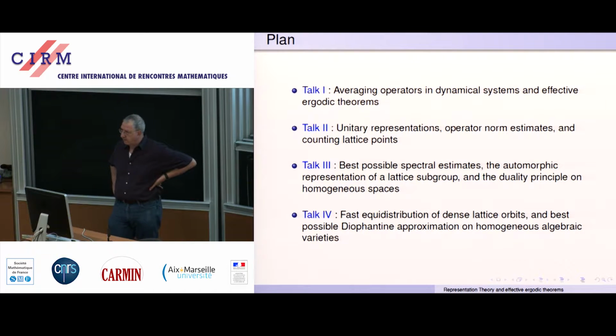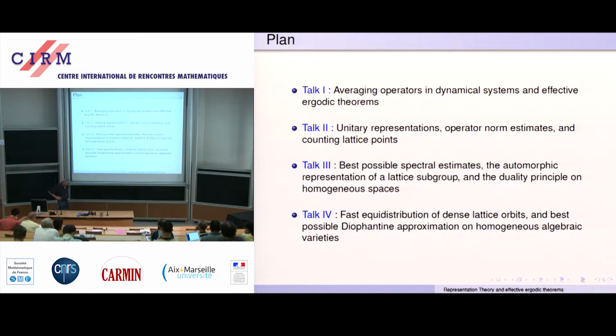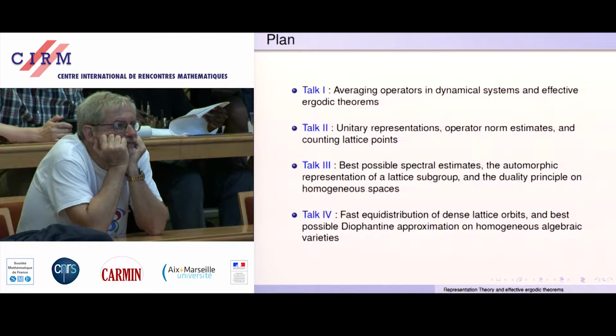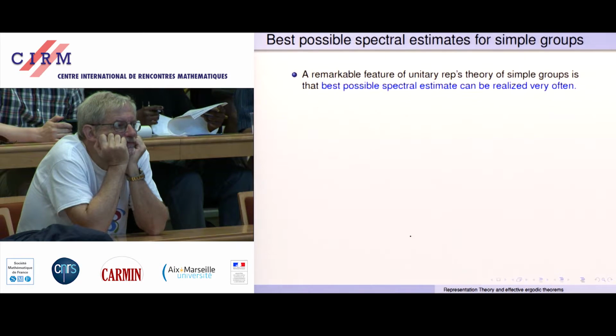homogeneous algebraic varieties. And it's not going to be a big surprise for you that we have a secret weapon on how to approach best possible Diophantine approximation exponents, which we're going to define. And okay, so this is of course going to be connected to our spectral estimates.